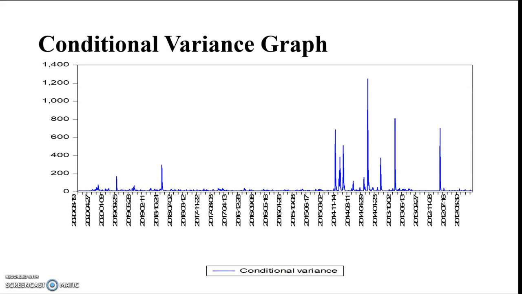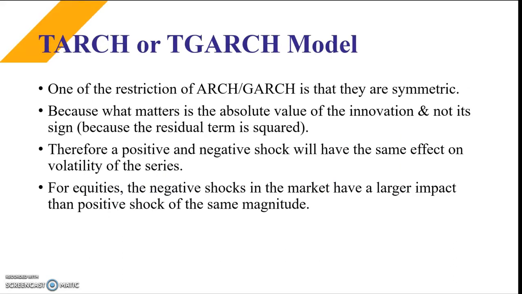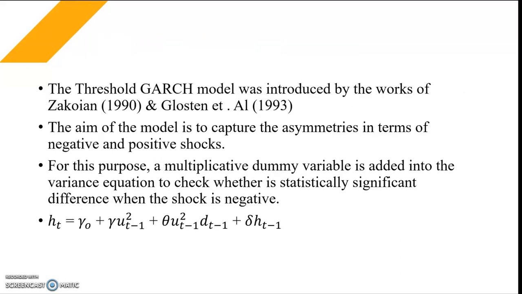This is the conditional variance graph, and this is the TARCH or T-GARCH model. One of the restrictions of ARCH-GARCH is that they are symmetric, because what matters is the absolute value of the innovation and not its sign, because the residual term is squared. Therefore, a positive and negative shock will have the same effect on the volatility of the series.